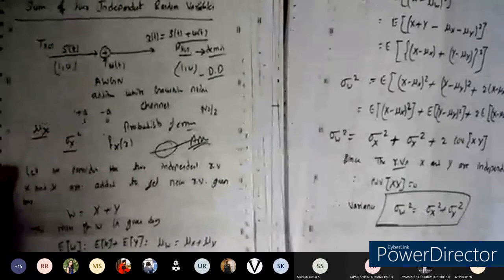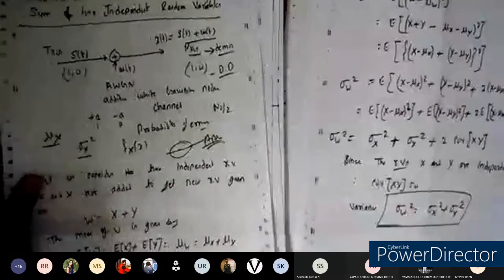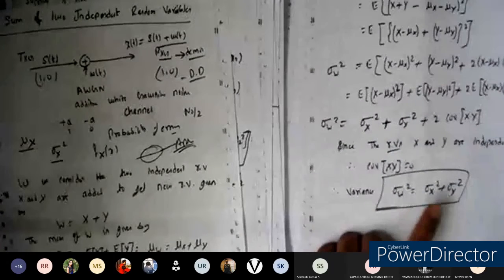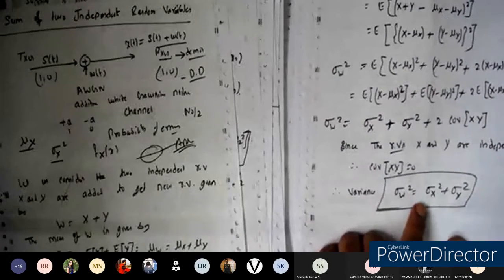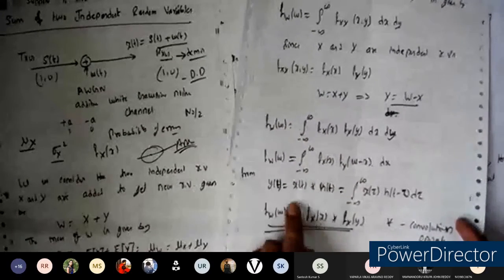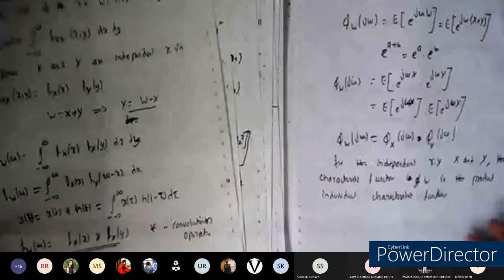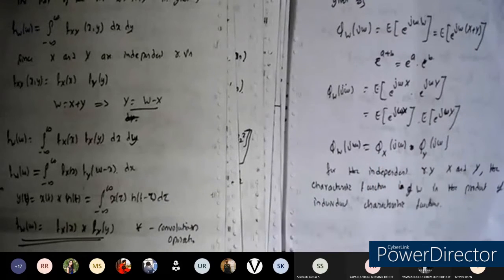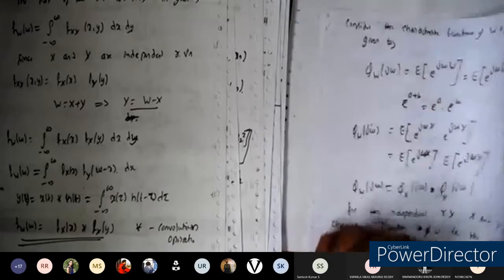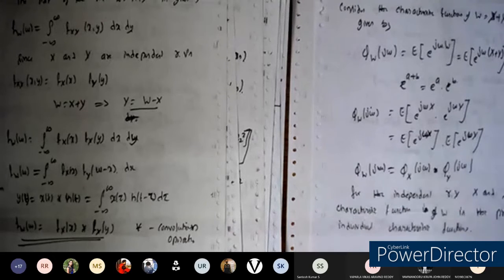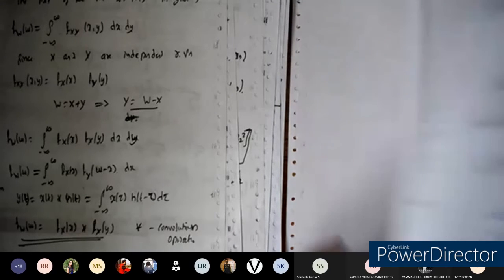For that we find the mean and the variance. The mean is the sum of the two means, and the variance is the sum of the two variances we got here. And we also found the PDF. The PDF is a convolution of the two PDFs. And we've also seen that the characteristic function is just a product of the two characteristic functions. That is what we have seen for the two independent random variables x and y. If they are independent, then it is easy for us to find the mean and the variances.